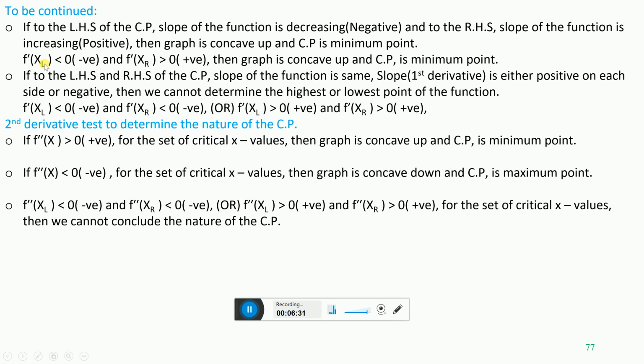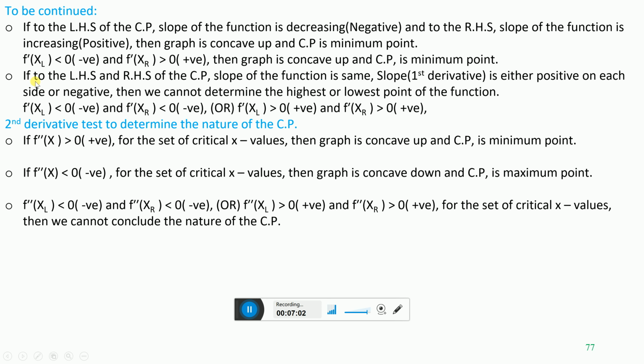F prime of x less than 0, or negative, means that the first derivative of the function to the left hand side of the critical point is negative, and the first derivative of the function to the right hand side of the critical point is positive. The graph will be concave up and this point is called a minimum point.